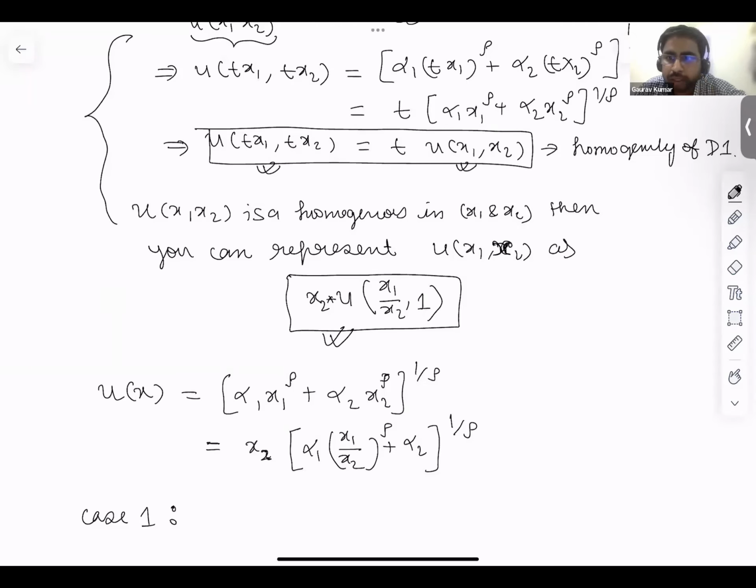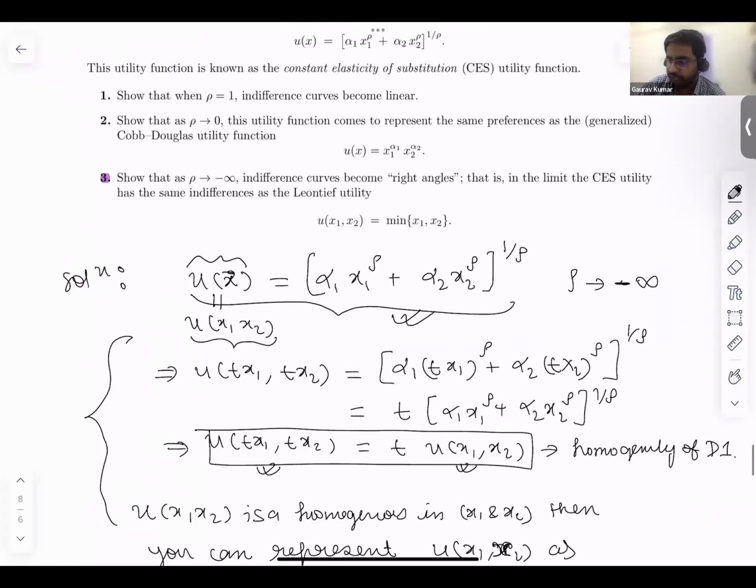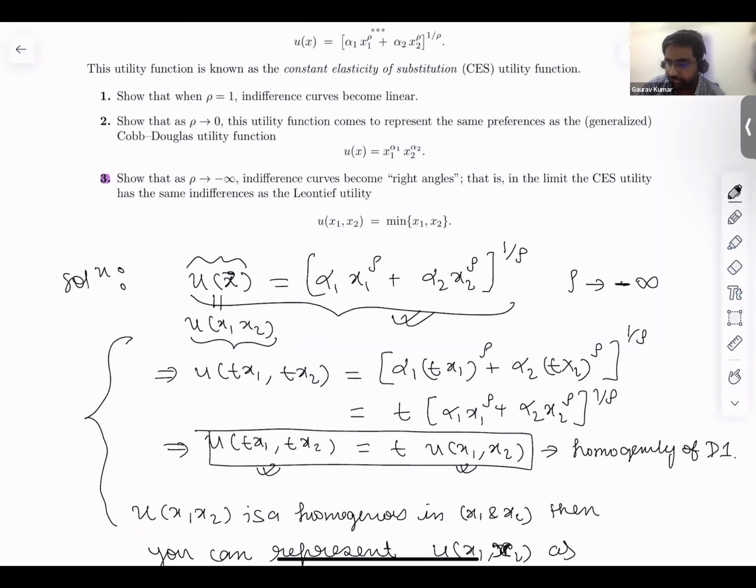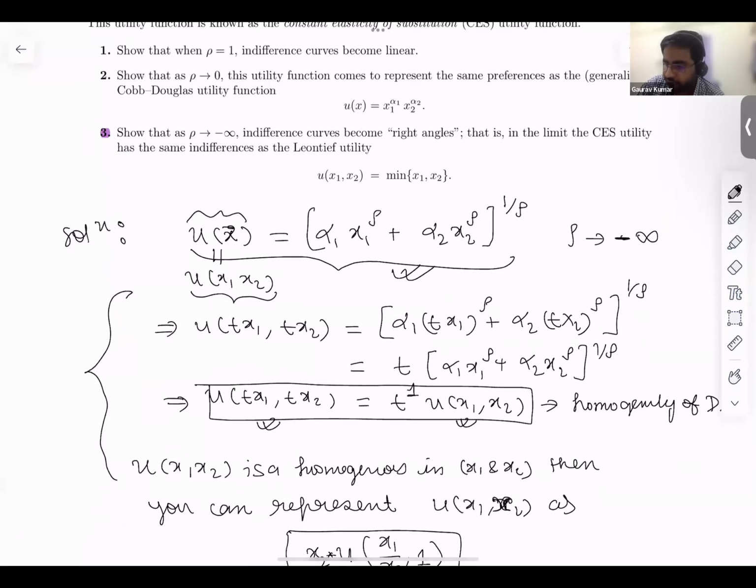Harjot sir, the... no, so see, this is homogeneity of degree 1. I have just taken t inside it, and then I am getting t to the power 1 here. So it's homogeneous of degree 1. Okay, not for all degrees. I hope I am clear, Harjot.